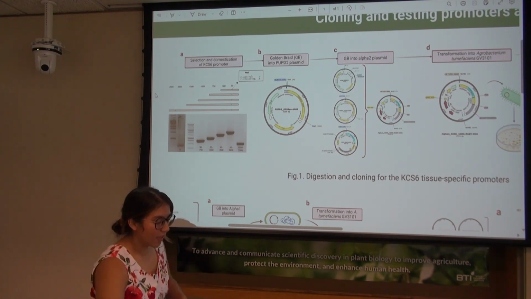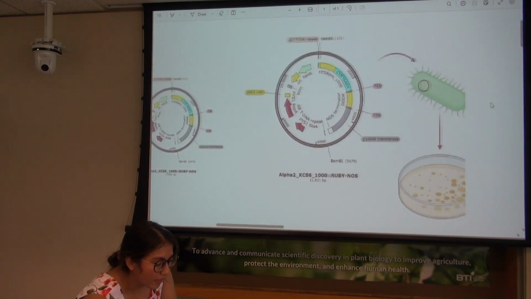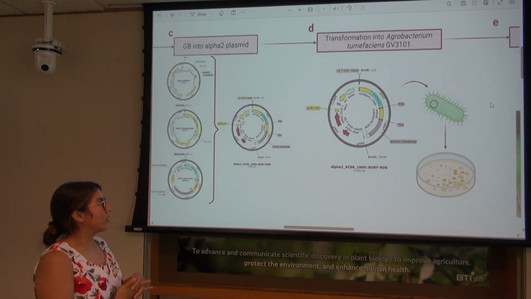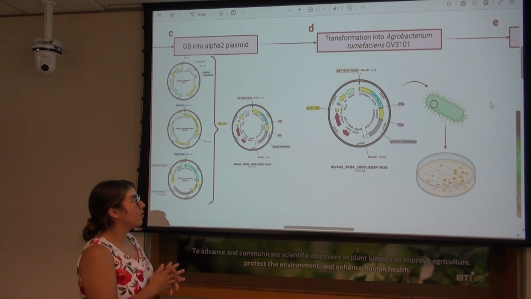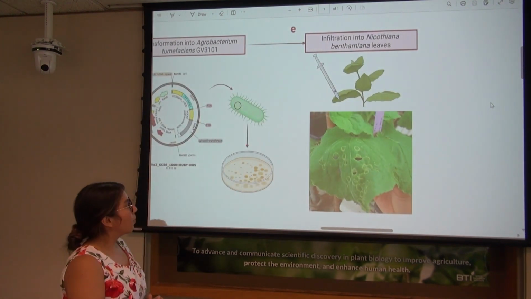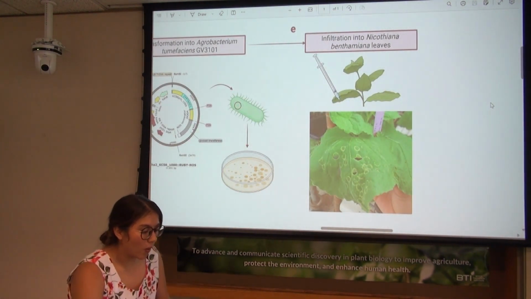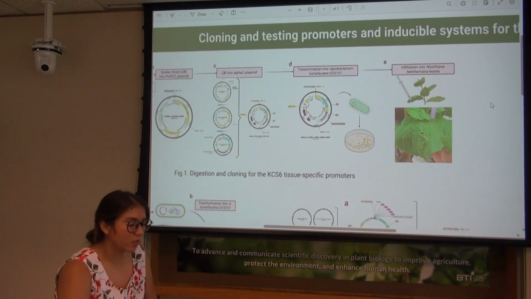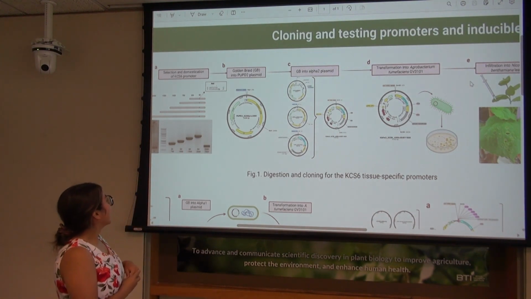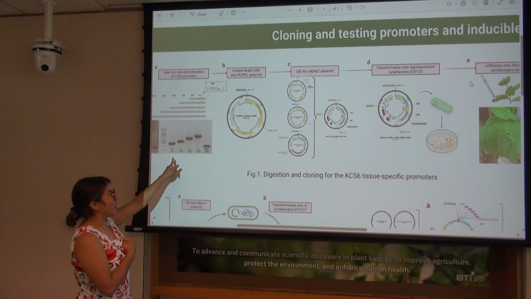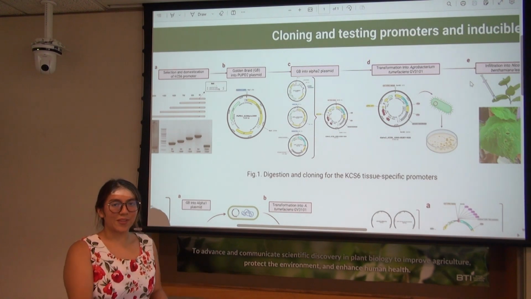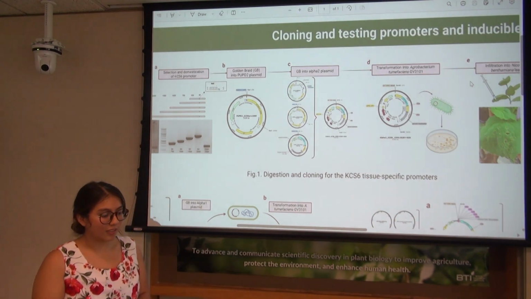After doing that, finally we had this plasmid right here, and we transformed it into agrobacterial efficiency strains. We used the strain GB3101, and then we infiltrated into Nicotiana benthamiana leaves. The only 2 promoters that we could bring from this point to this point were KCS6 750 and KCS6 1000, and it actually didn't work in the Nicotiana benthamiana plant, so we didn't see any results.